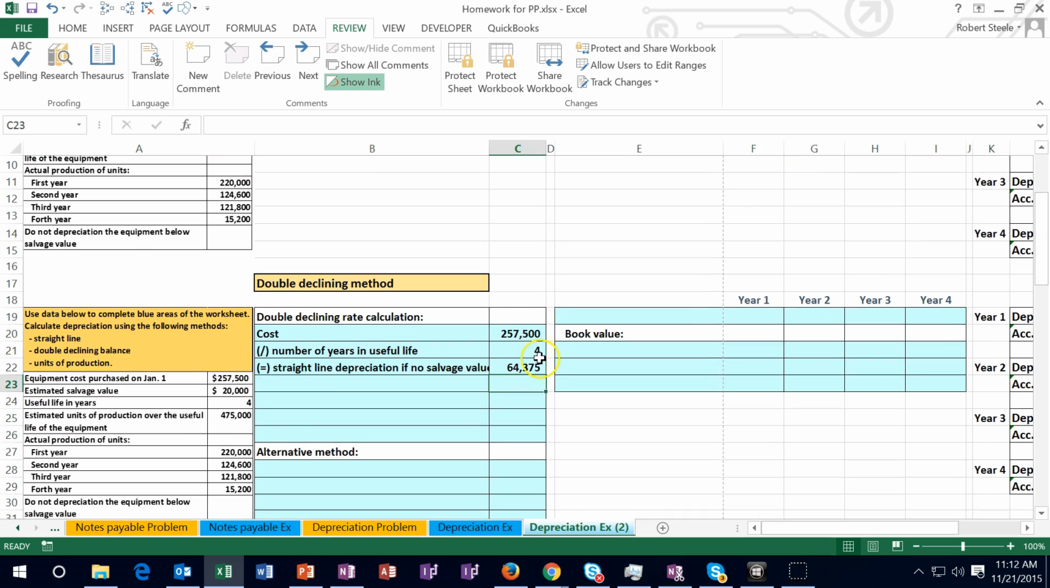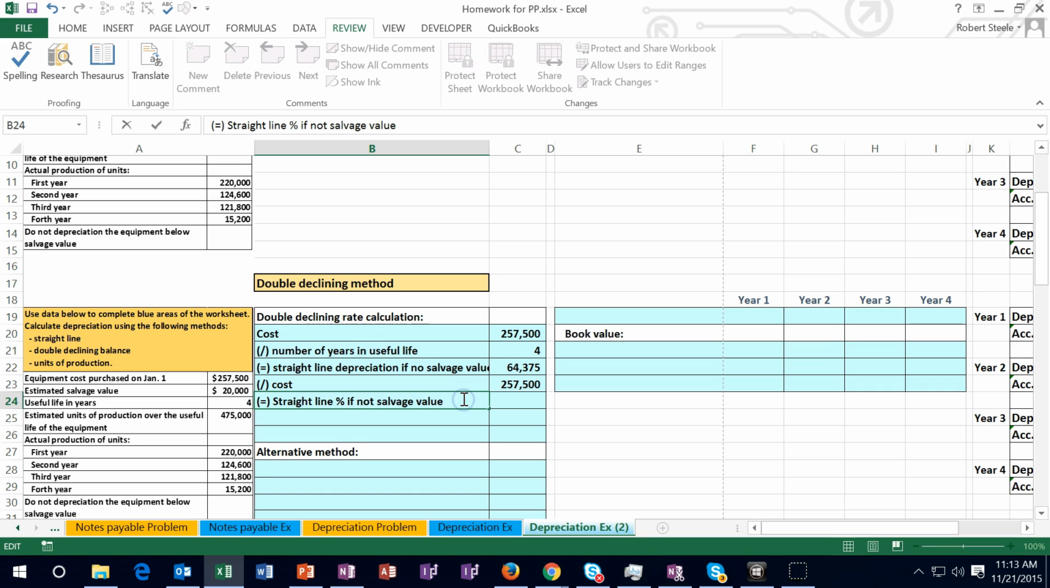The reason we're doing it this way is that we're just trying to get the straight line method without the salvage value so we can get the straight line rate and then double it. So that would be the depreciation. Now we have to figure out what percentage of the cost that is, so we can get the straight line rate and then double it. To do that, I'm going to take that amount and divide it by the cost. Remember, the cost is the $257,500 up here.